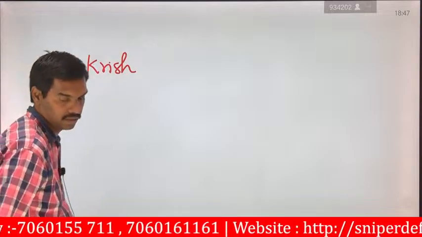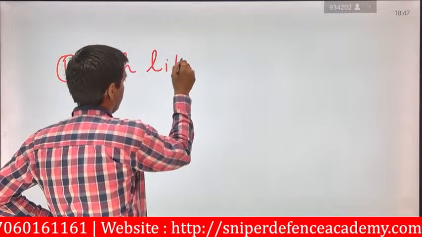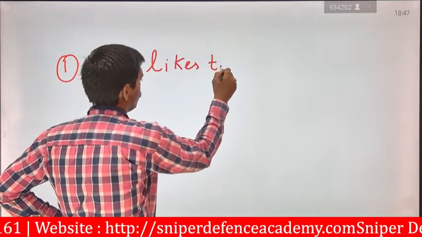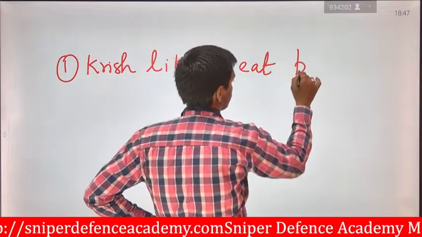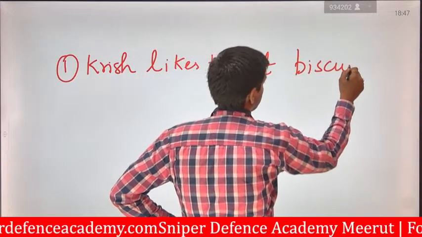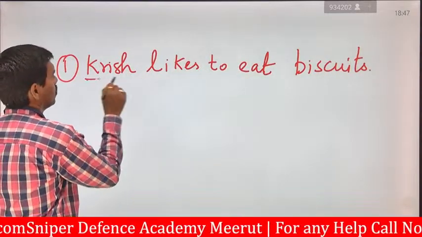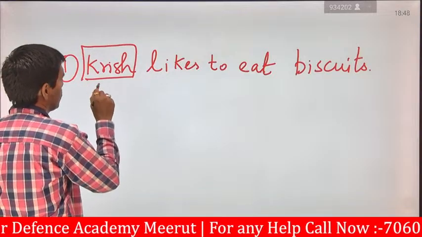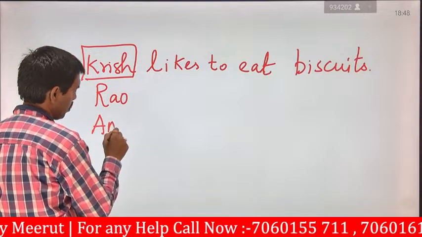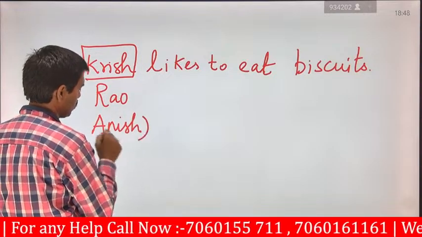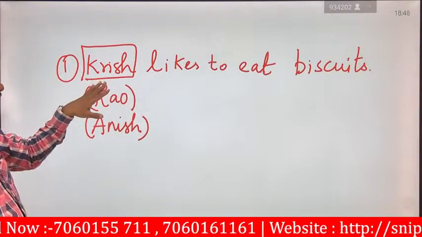Krish likes to eat biscuits. Instead of Krish, you can write your own name, for example Rao or Anish, whatever it may be. You can write it as you like. This is the name of the person. So here what is given is Krish.